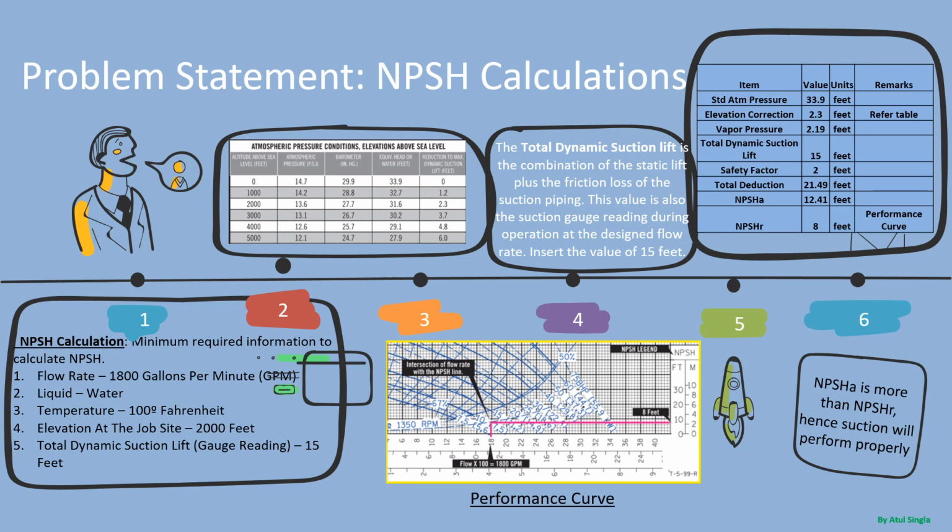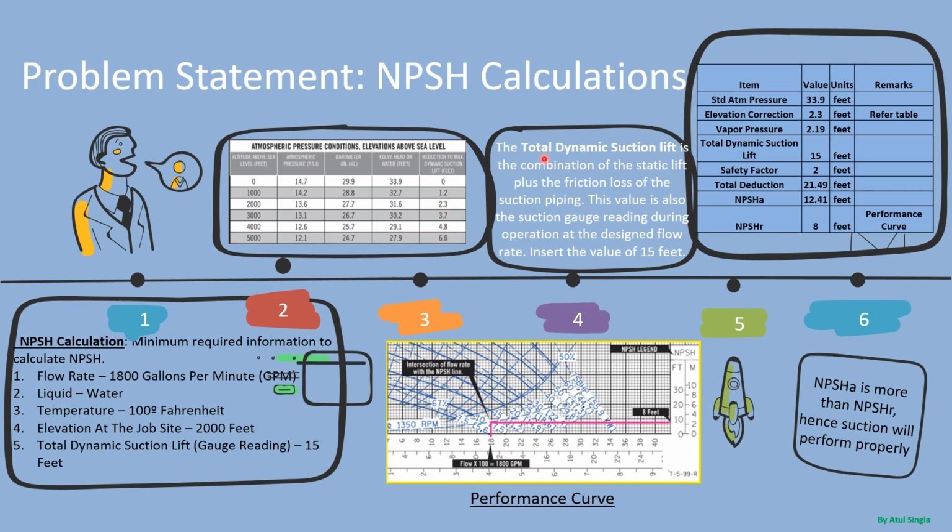Now the first thing is, because of this elevation above sea level, there will be some reduction in elevation, there will be a reduction to the maximum dynamic suction. This factor we have to consider, these losses because of this much elevation from sea level. If you consider this table which is given, for this elevation the loss will be 2.3 feet.